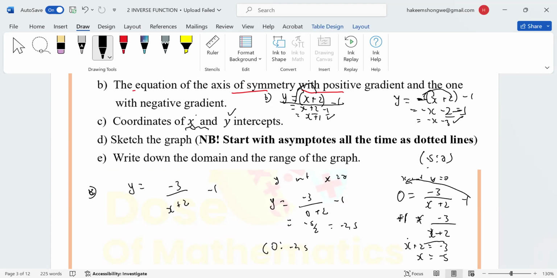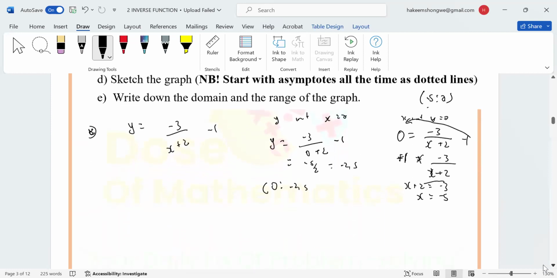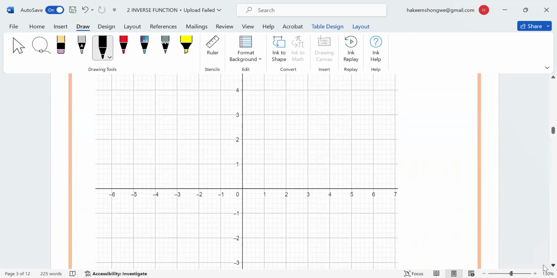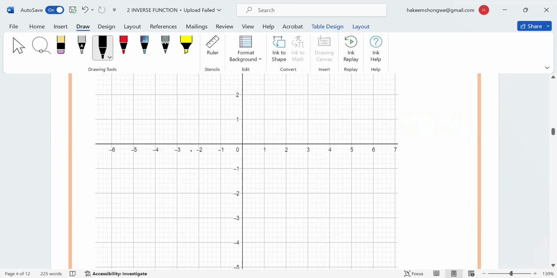Then, sketch the graph, starting with the asymptotes, and our asymptotes should have dotted lines. So I'm going to start with our asymptotes. We already know what our asymptotes are. What are the asymptotes? Minus 2 and minus 1. You go to your graph paper. They will give you a graph paper. So you say we have what? Minus 2. So we come to minus 2, we put our dotted lines. And? Minus 1. Minus 1 is here.